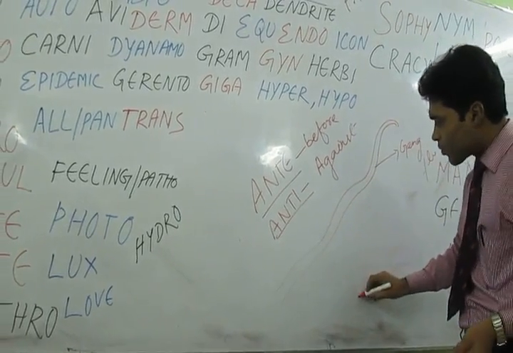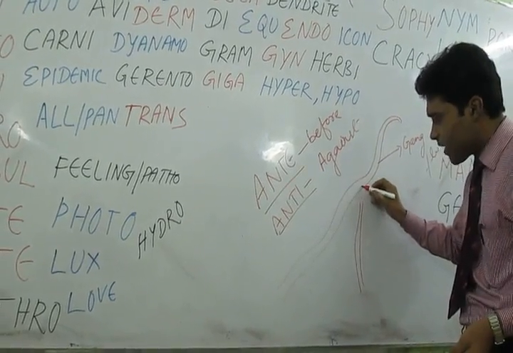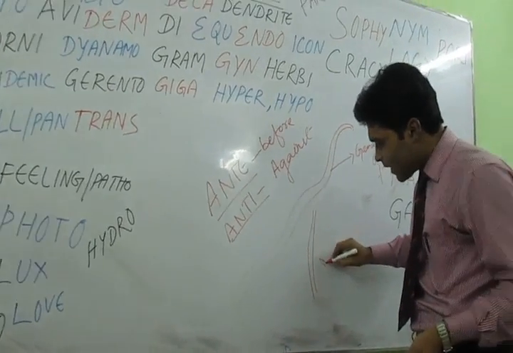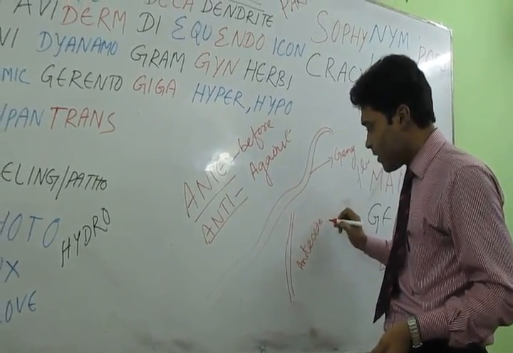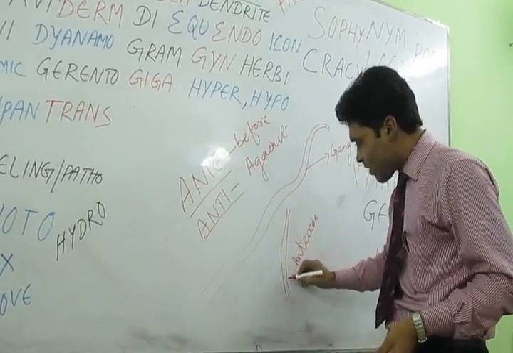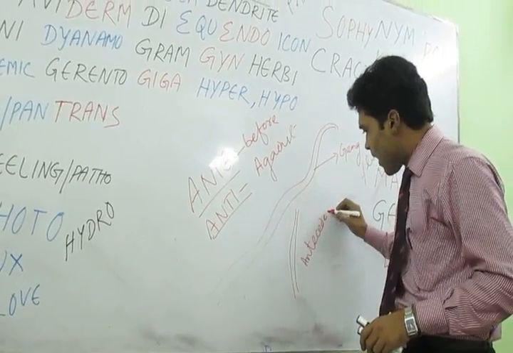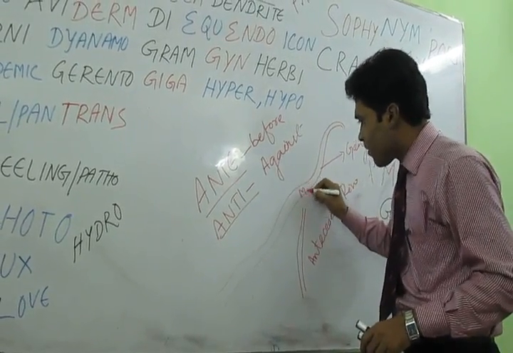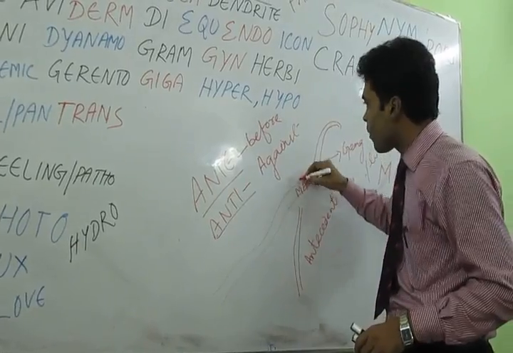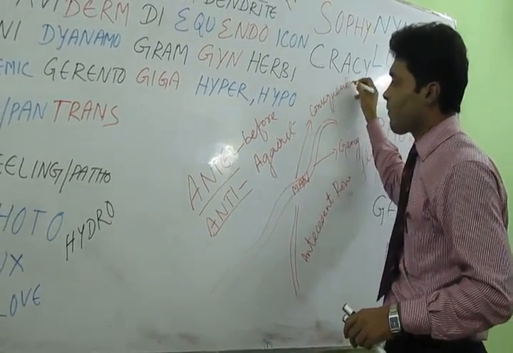And another river, suppose, is just approaching or going to touch this main river. Then we call it antecedent. Ante means before. So the river which is going to touch before this Ganga is the antecedent river. And this is your main river, and we call it consequent river. So these are the important things you have to keep in mind.